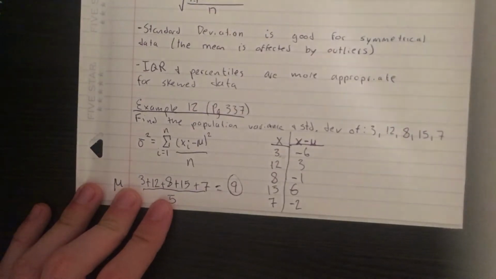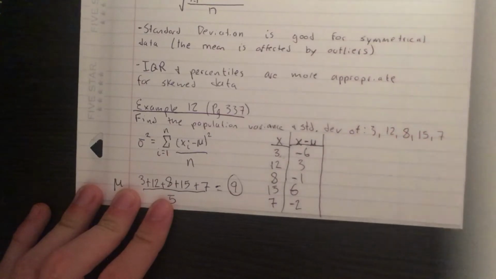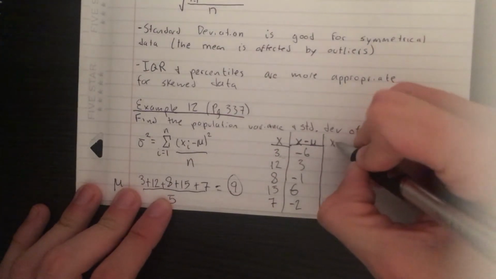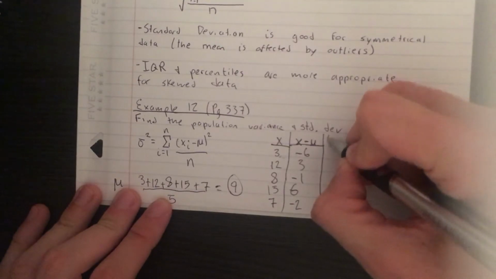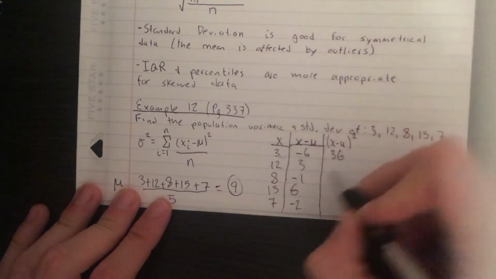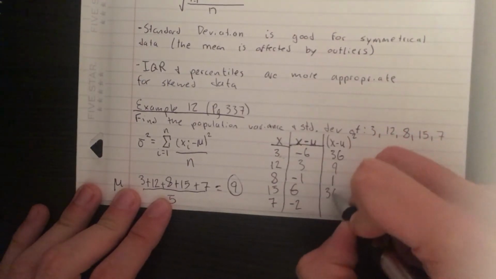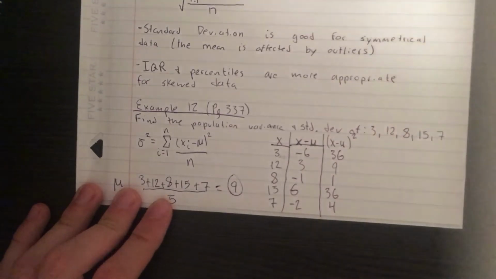And so what we're going to do now is square it. That will give us a more accurate picture of the distance here. When we square that distance, we're just going to multiply each of these numbers by itself. So negative 6 squared will give us 36. 3 will give us 9. This will give us 1. 36 again, and then we get 4.